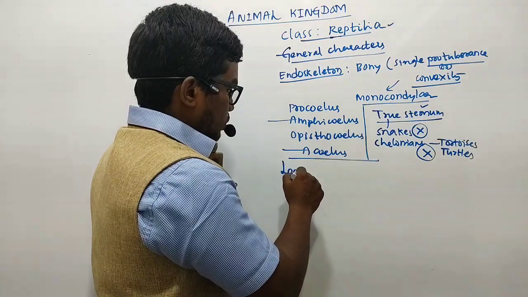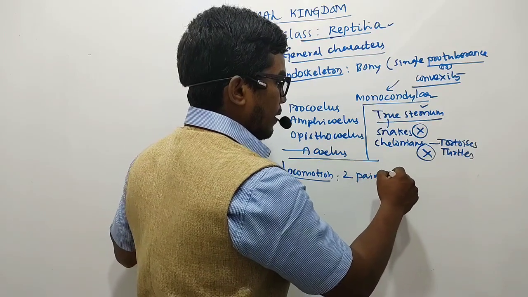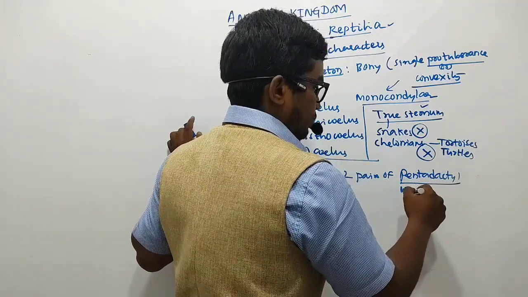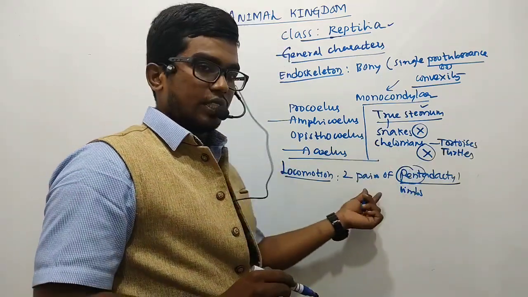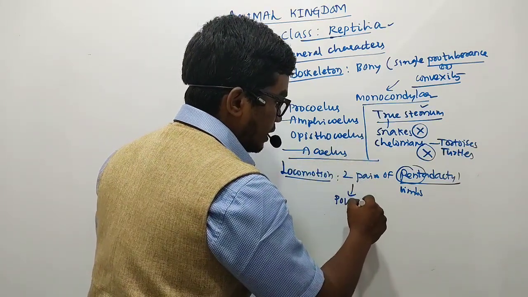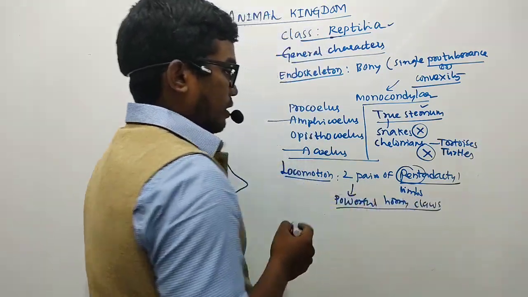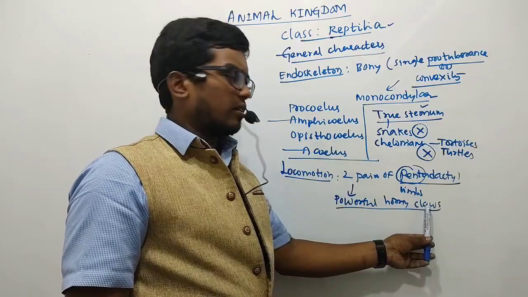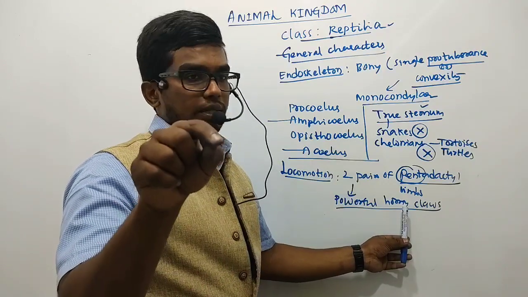Coming to their locomotion, they have two pairs of pentadactyle limbs. Penta, five digits, having limbs are present. So these limbs will have powerful, horny claws. These claws are important in many ways, like predation, climbing, running, and so on. So these limbs in fact have powerful claws, remember that.